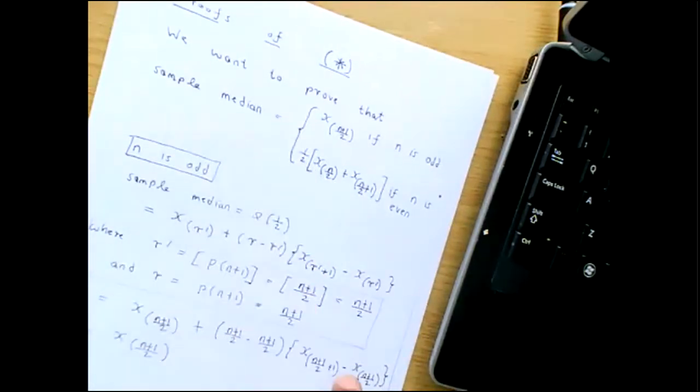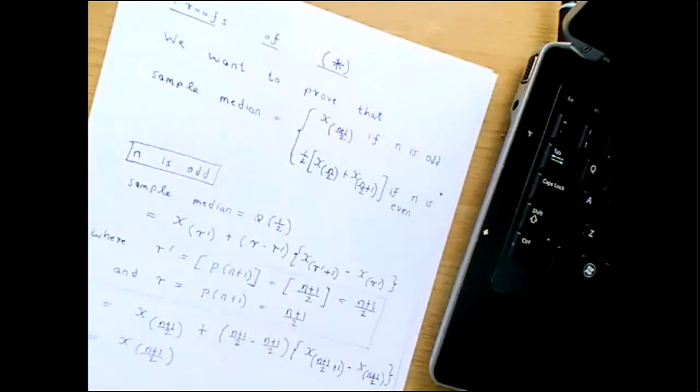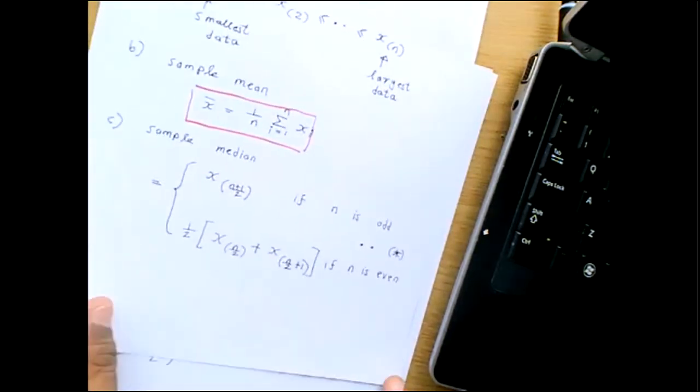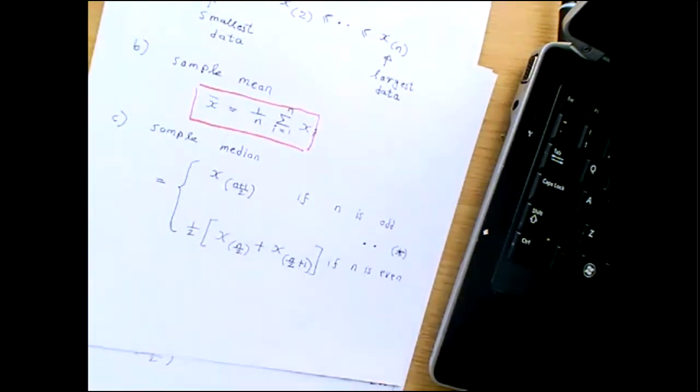This is the proof of star. Star is basically the equation that I showed you earlier. Let me show you one more time if you haven't noticed it. This equation here is star, right?